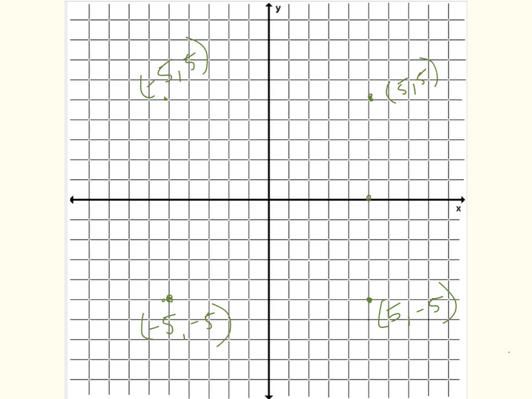So if I go from a +5 back to 0, 5 spaces, it's going to be the same as if I go 5 spaces this way. 5 spaces. Or let's say if I started up here on the y-axis and I went down 5 spaces. Or if I started down here on the y-axis and I went up 5 spaces. The absolute value of all of these numbers is 5.